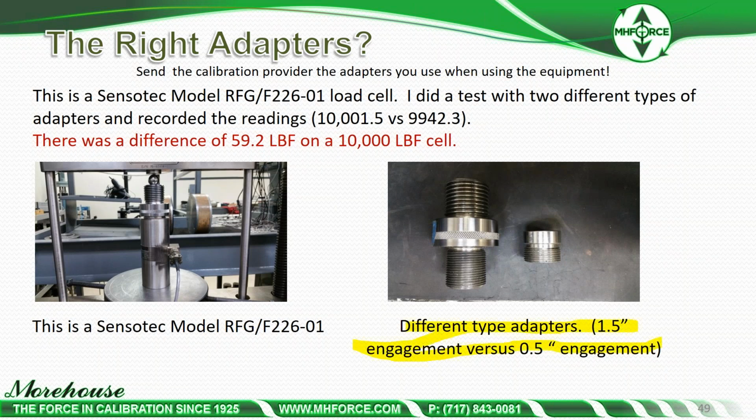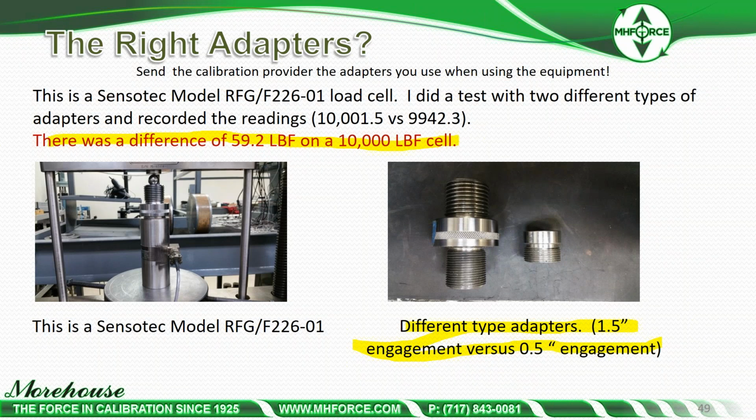One customer sent in a load cell. They said, calibrate this. We said, can we have your adapters? They said, use your adapters and report what you've done. I said, really? Okay. So two different adapters, either one could be used by the customer. One has 1.5 inches of engagement. The other one has 0.5 inch of engagement. There was a difference between using these two adapters of 59.2 pounds on a 10,000-pound load cell.